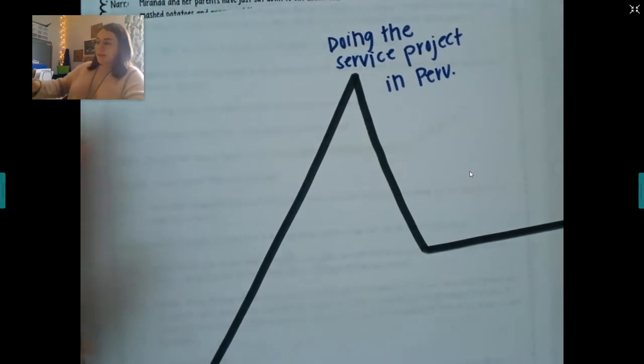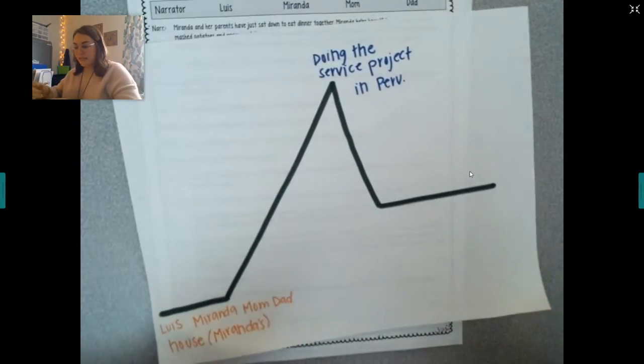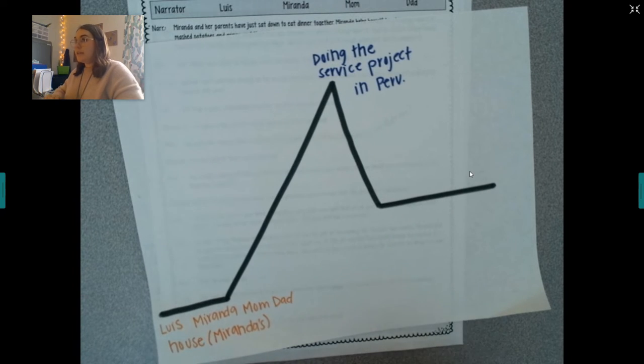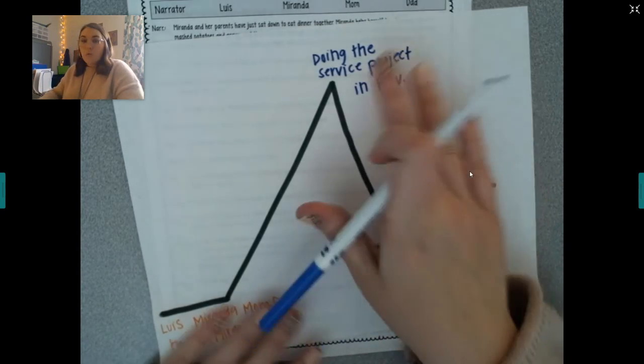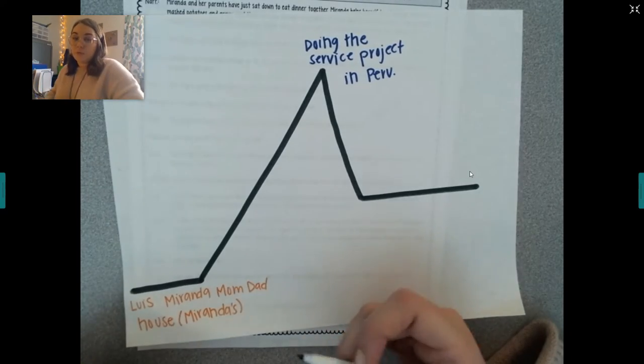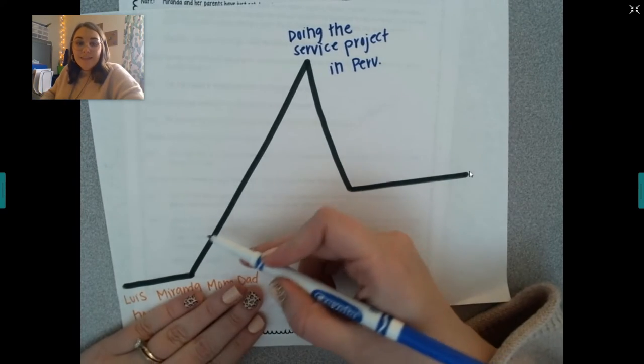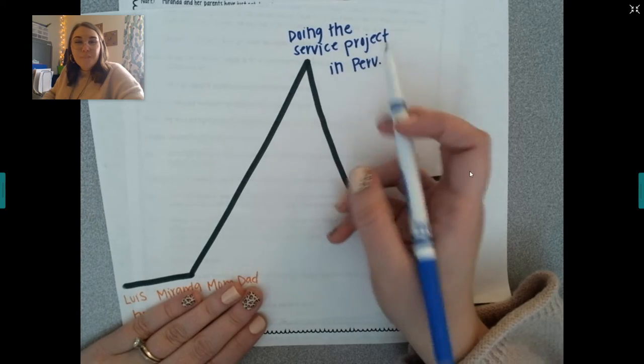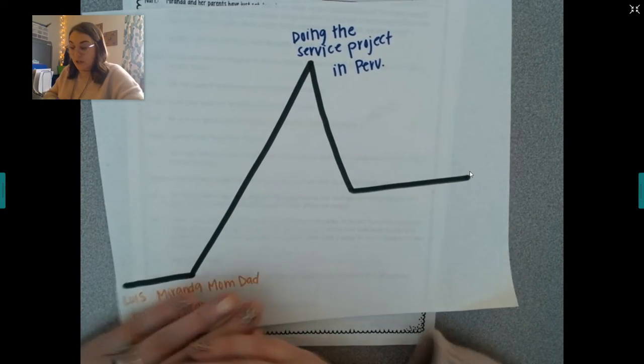Okay, so once you find out the problem, it's pretty easy. Well, not easy, that's not the right word to use. It's easier to find the rest of the story. So we know the biggest problem. The biggest issue in the story was doing the service project in Peru. She didn't want to do that. So what led up to her finding out they were doing that service project?